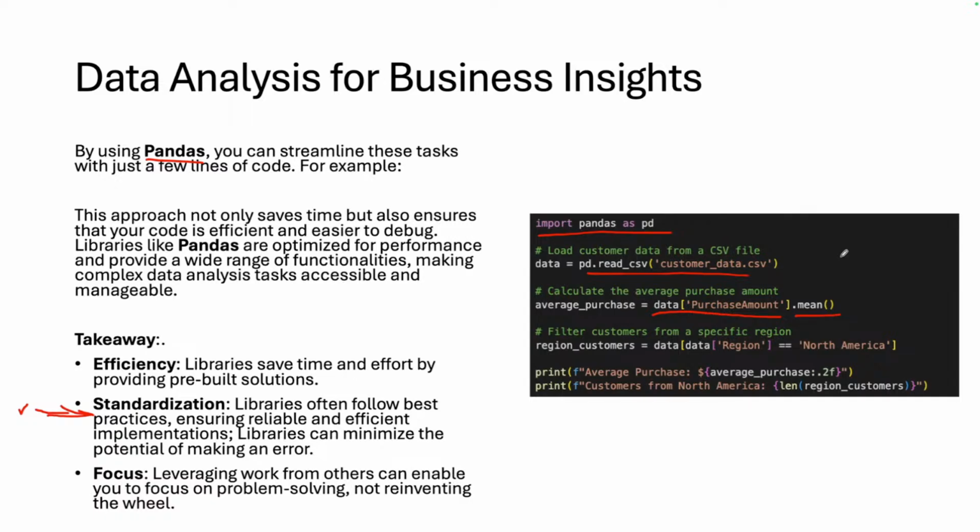So standardization is usually pretty good. Also, it takes a lot of time to write a function to calculate the mean and write a function to do all of this. So if we use packages, we can focus. It's like using AI in your work.